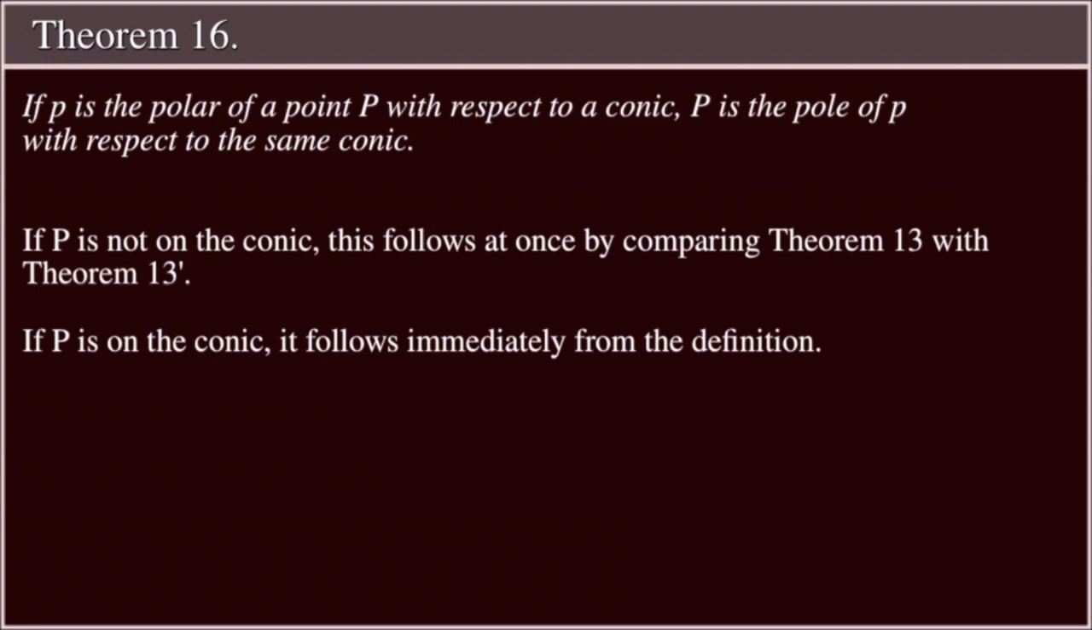Theorem 16. If p is the polar of a point P with respect to a conic, P is the pole of p with respect to the same conic. If P is not on the conic, this follows at once by comparing Theorem 13 with Theorem 13 prime. If P is on the conic, it follows immediately from the definition.